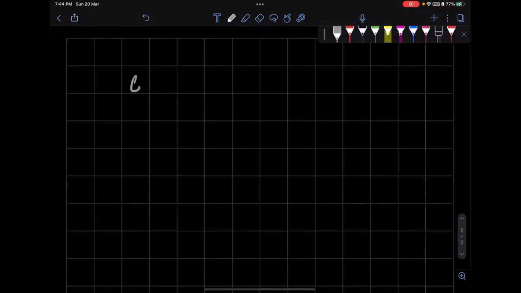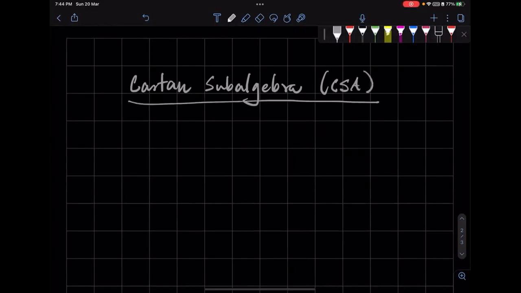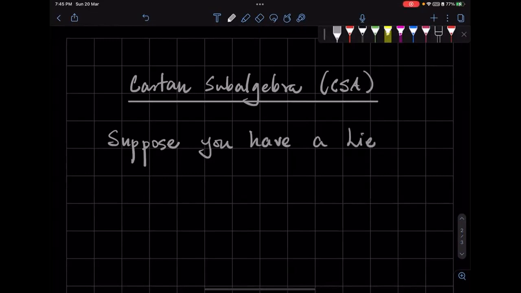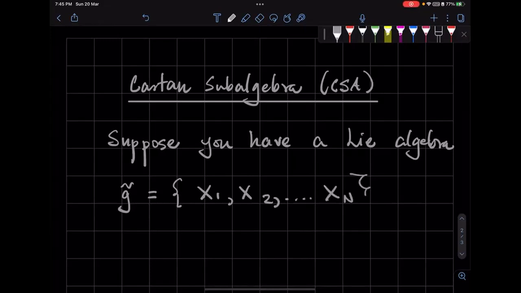So let's look at the Cartan subalgebra. Okay, so this is an algebra of a Lie algebra. So suppose you have a Lie algebra, say G tilde, which consists of say x1, x2, dot dot dot, say xn. So these are the generators, okay?